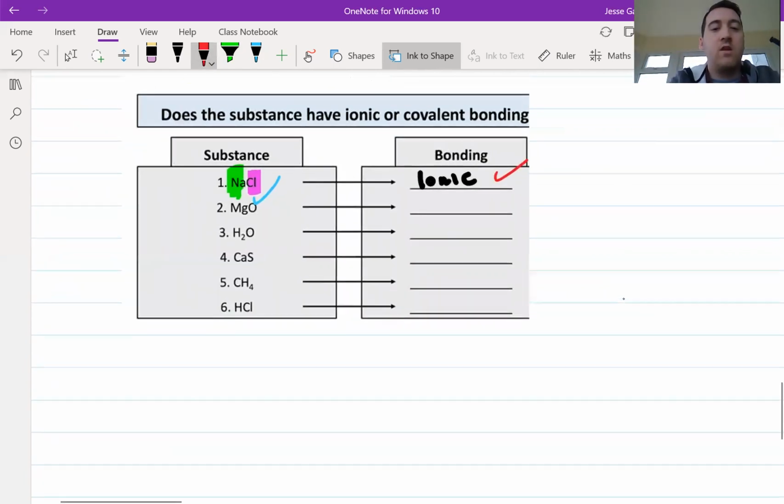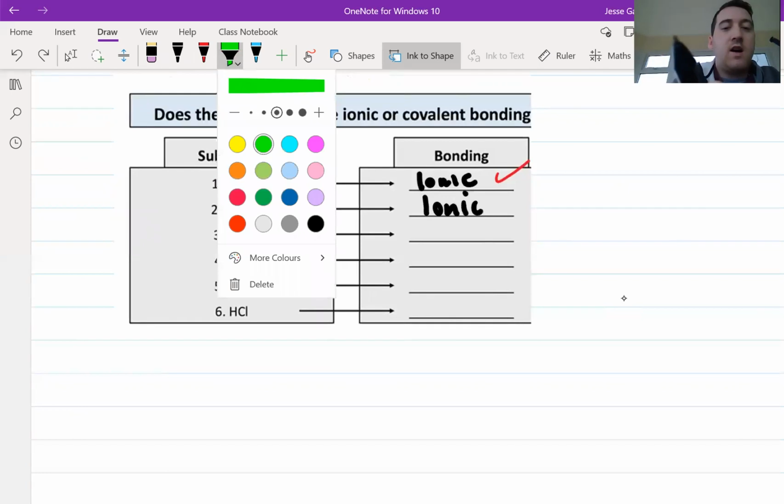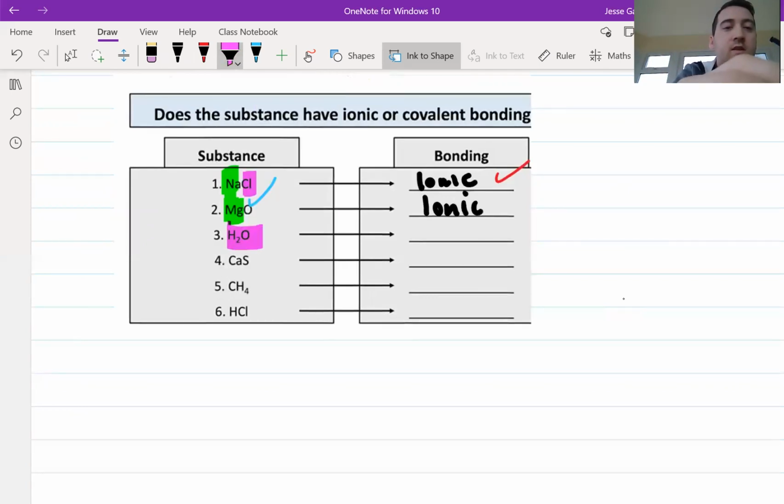Let's have a look at the next one, MgO. All right, so hopefully you're realizing pretty quickly that Mg, magnesium, is a metal. So this is a metal and a non-metal. This is going to be ionic. H2O. All right, so that was one of our examples. Both of these are non-metals. So this is going to be covalent. Well done if you said covalent. Good job.